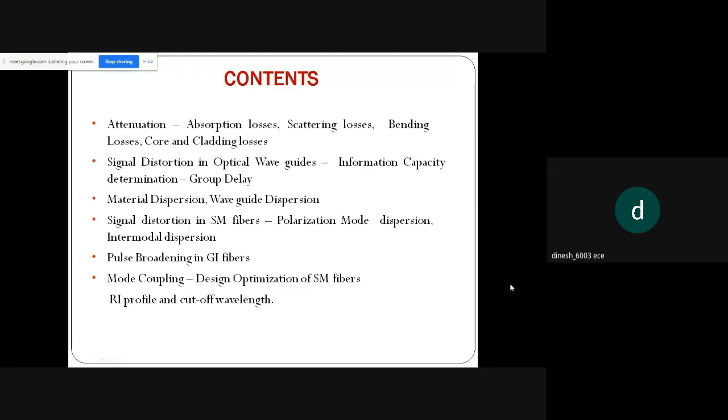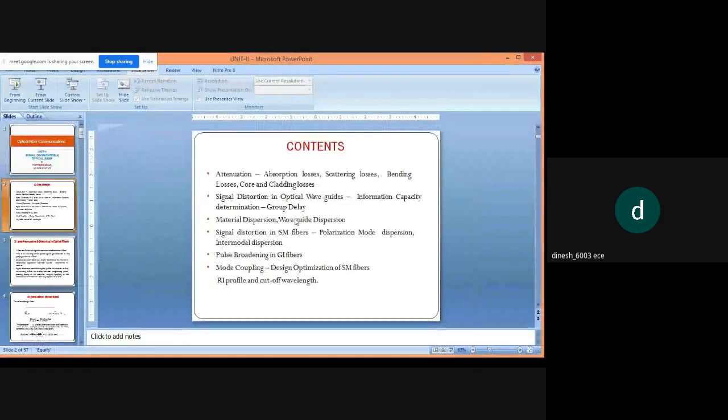Next, what we are going to see is signal distortion in optical waveguides. This is determined by the information capacity determination along with its group delay, which is divided into two different distortions. One is material dispersion, and the next one is waveguide dispersion. Waveguide should come together, wave and guide, there is no space. Let me correct it. Material dispersion and waveguide dispersion.